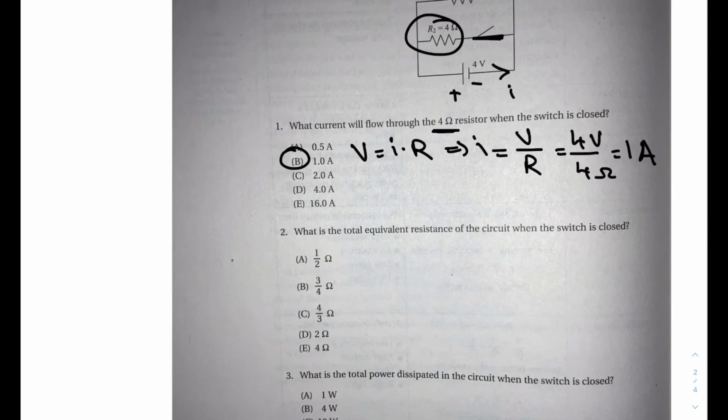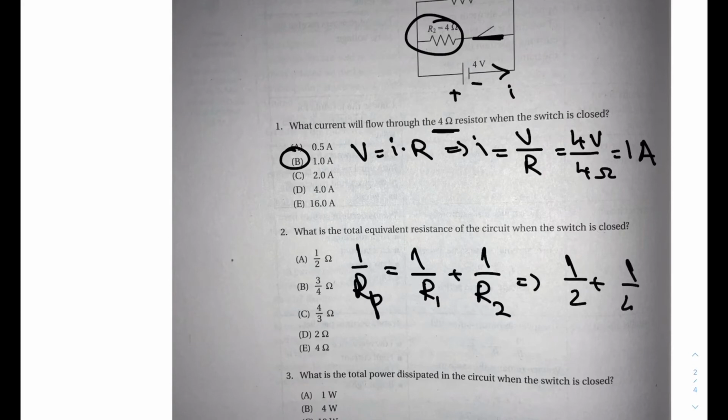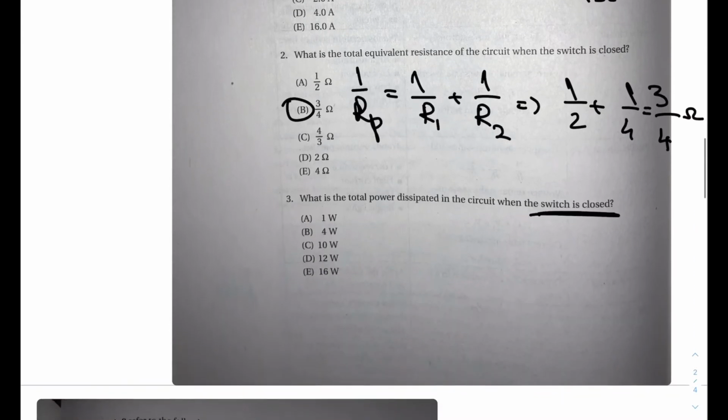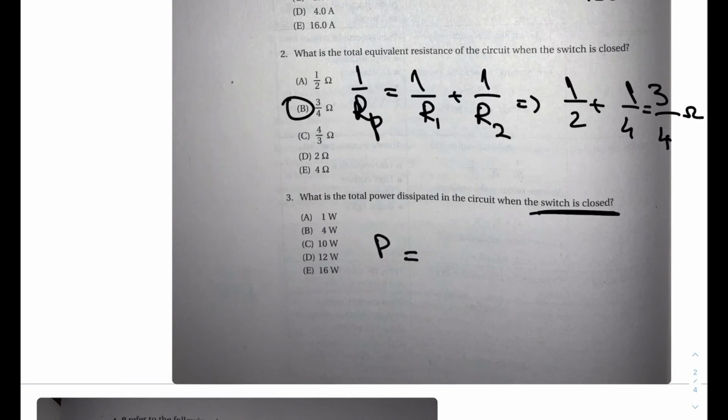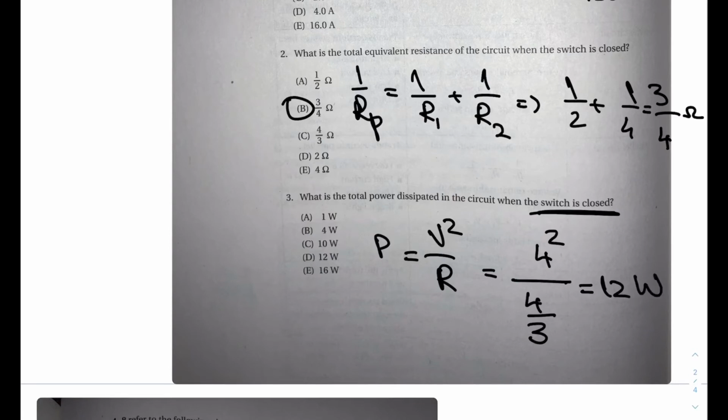What is the total equivalent resistance when the switch is closed? We know this formula when the circuit is parallel, so we just replace: 1 over 2 plus 1 over 4, which equals 3 over 4. So 3 over 4 ohms, okay? What is the total power dissipated in the circuit when the switch is closed? We know the formula that power equals V squared over R, which is 4 squared over 3 over 4, which will be equal to 12 watts, okay? So 12 watts. Let's just mark this up.